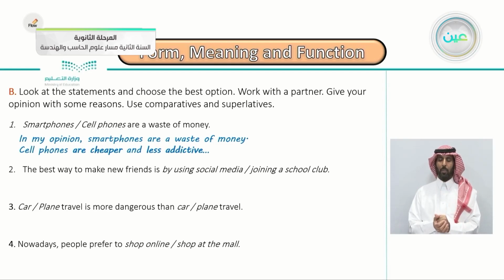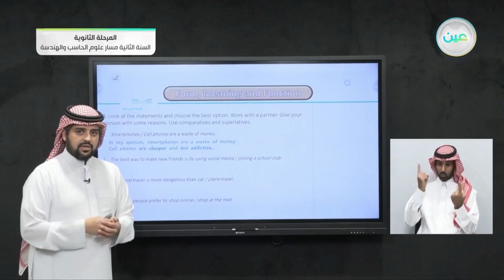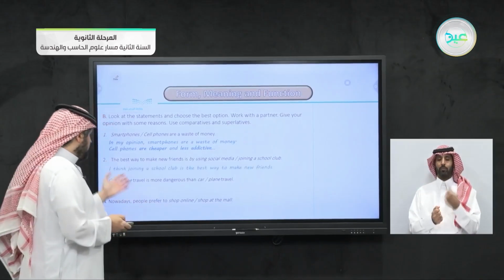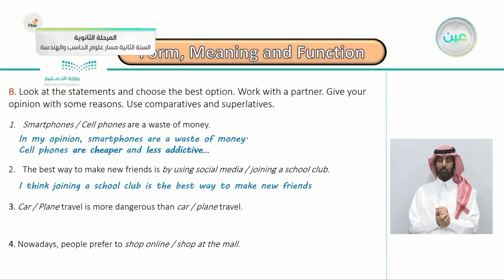So number 2, the best way to make new friends is by using social media or joining a social club. Yes, choose the comparative or superlative. You can write your own answer. Very good. I think, here he said, in my opinion, I think, or you can say, I believe. All are correct. All expressing your opinion. I think joining a school club is the best way to make new friends. The best way. This is the superlative, of course.